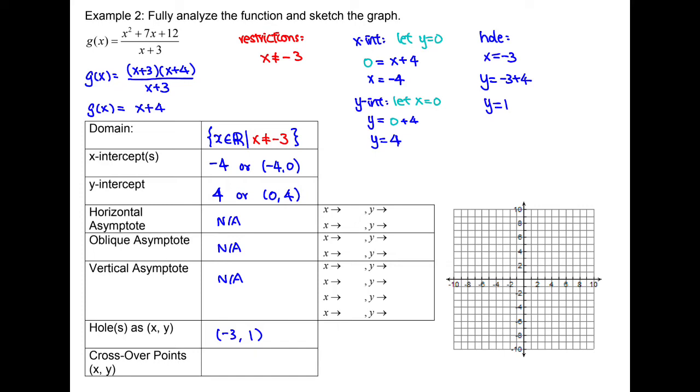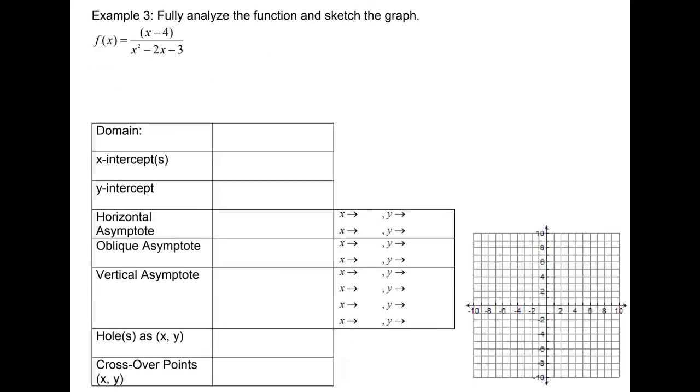At the same time, since there's no asymptote, we will not be able to cross over the asymptote. Therefore, there are no crossover points either. Finally, let's put the information on the graph. We have an x-intercept at -4. We have a y-intercept at 4. We also have a hole at (-3, 1). Now, let's draw a linear line to represent our function g(x).